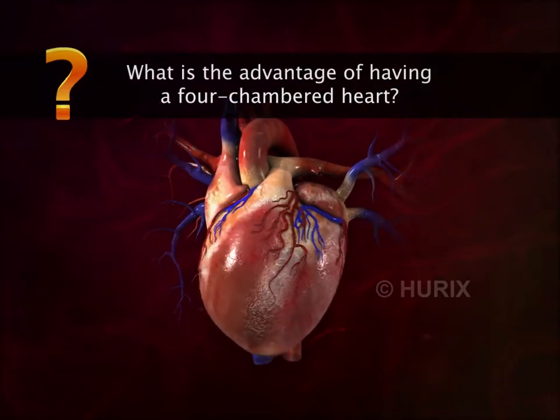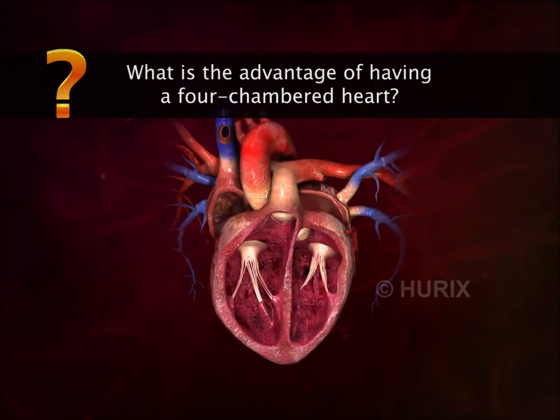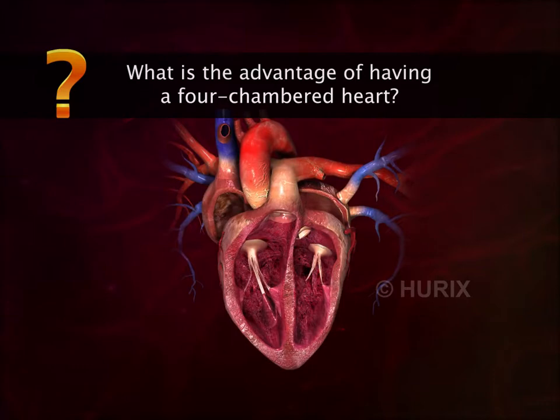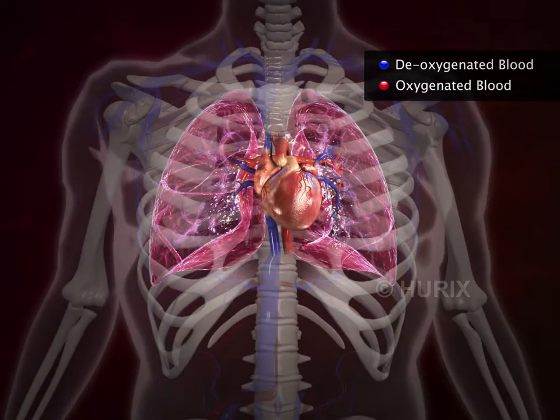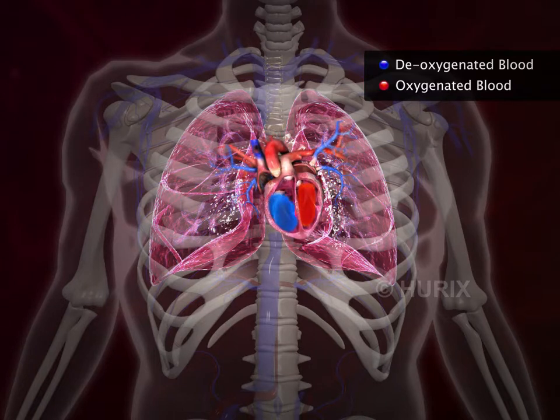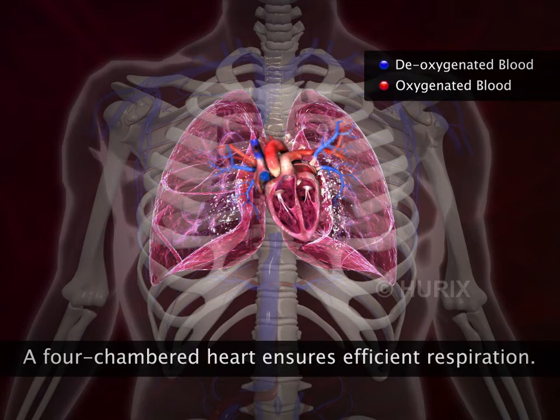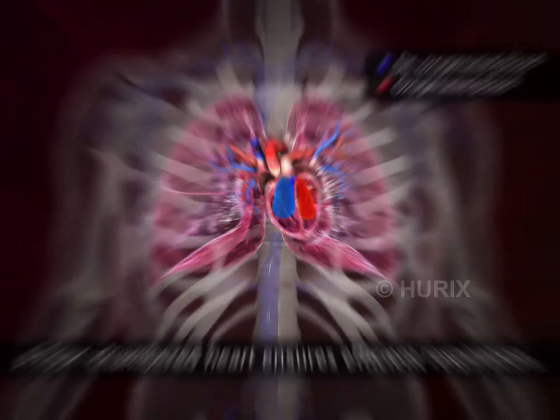What is the advantage of having a four-chambered heart? In a four-chambered heart, the oxygenated blood and the deoxygenated blood are completely separated. This ensures efficient respiration, as more oxygen is able to reach the body tissue. Let's learn more about the structure and function of the human heart.